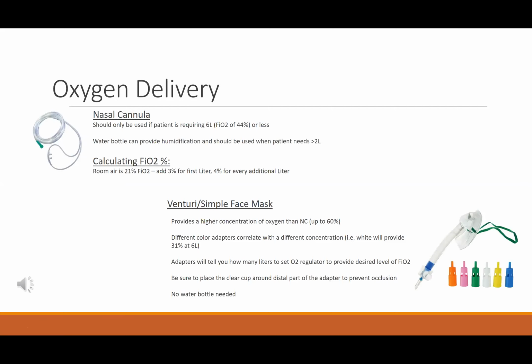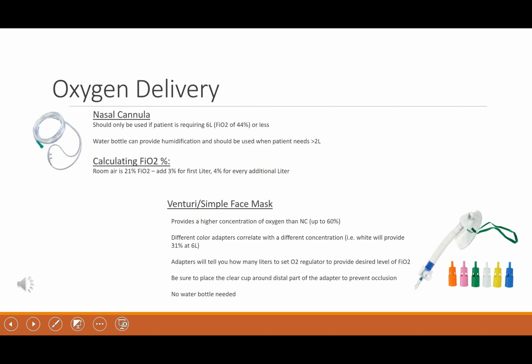And if you haven't used a Venturi, it comes with these little colorful adapters, if you look over to the right. Each of these colorful adapters correlates with a different concentration of FiO2 that's provided. If you look at the bottom side, you'll see that number, and it will tell you how many liters to put your flow meter on at the wall.